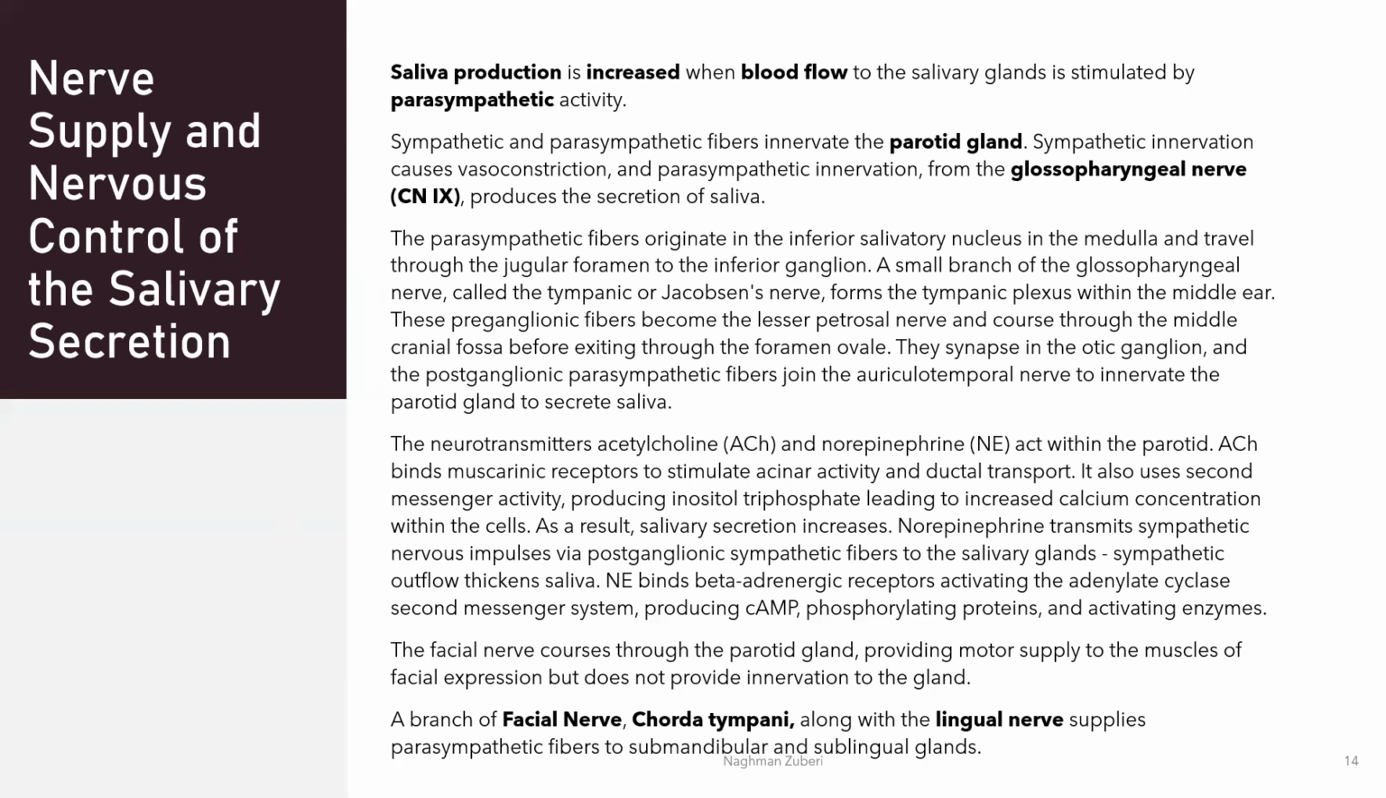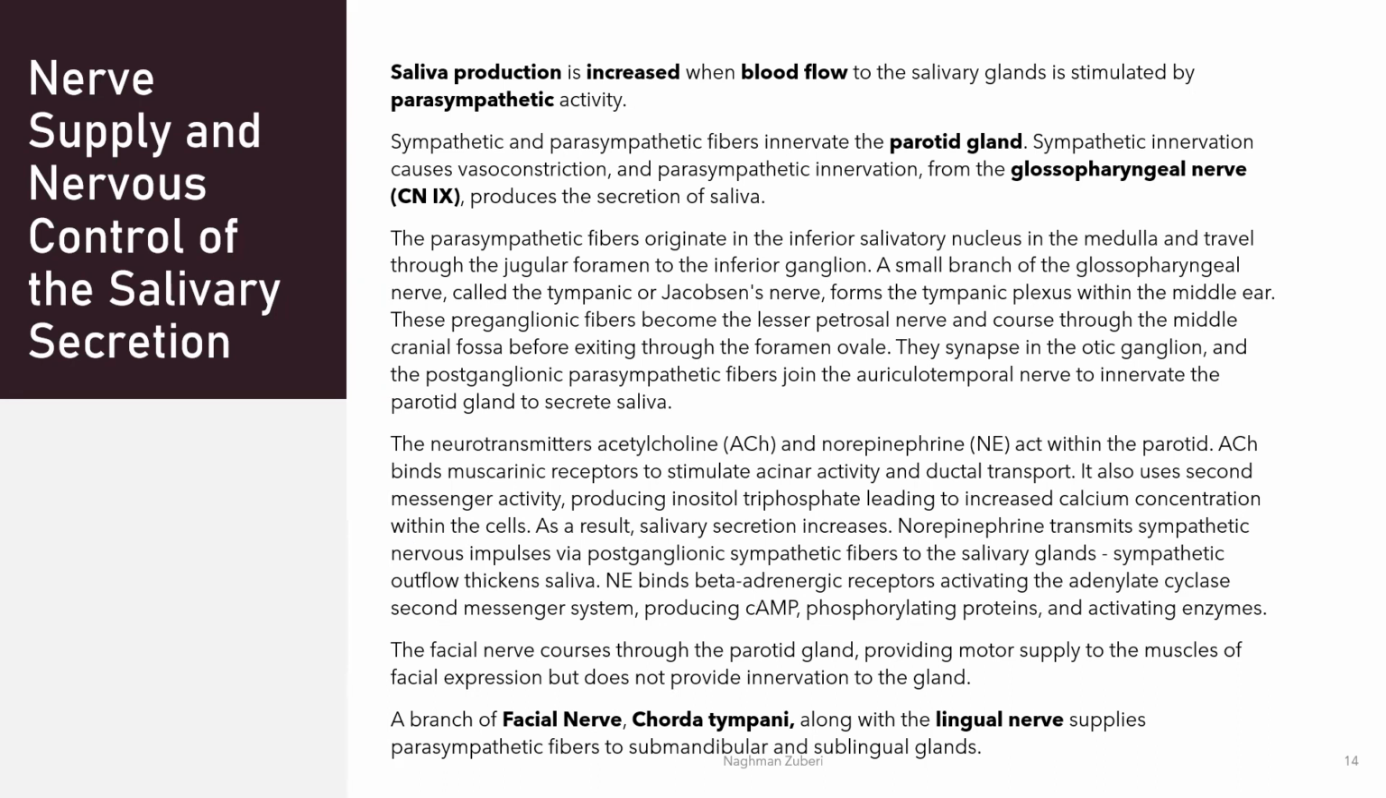Norepinephrine transmits sympathetic nervous impulses via postganglionic sympathetic fibers to the salivary glands. Sympathetic outflow thickens the saliva. Norepinephrine binds beta-adrenergic receptors, activating the adenylate cyclase second messenger system, producing cAMP, phosphorylating proteins, and activating enzymes.